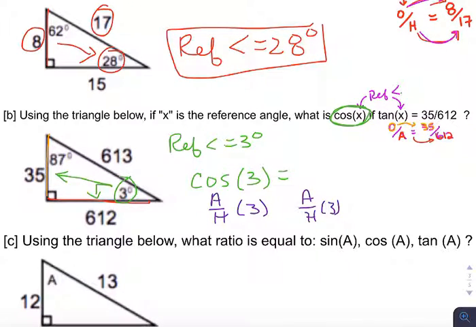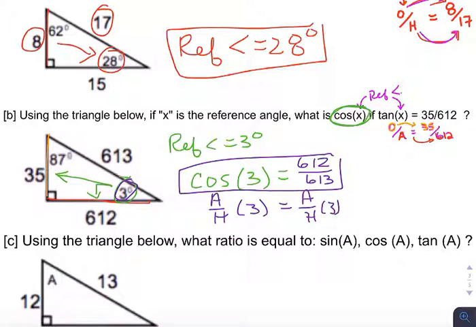And so if I look at our actual triangle using 3 as a reference point, the adjacent is 612, and the hypotenuse is 613. And so that's how we determine that we have the cosine value. By keeping in our minds that a cosine is just a ratio of a triangle, and that's equal to another ratio on this side. And so we have 612 over 613 as our cosine value if our tangent value is 35 over 612.